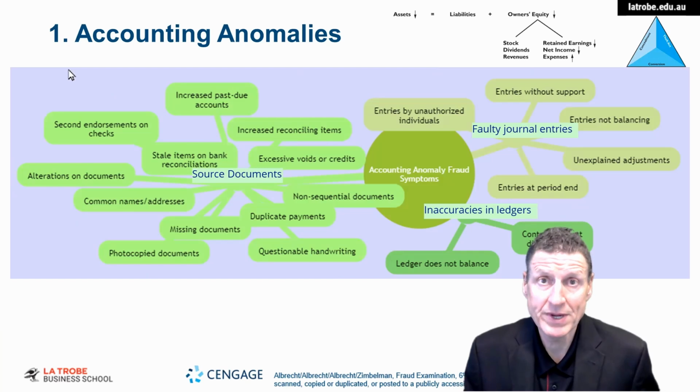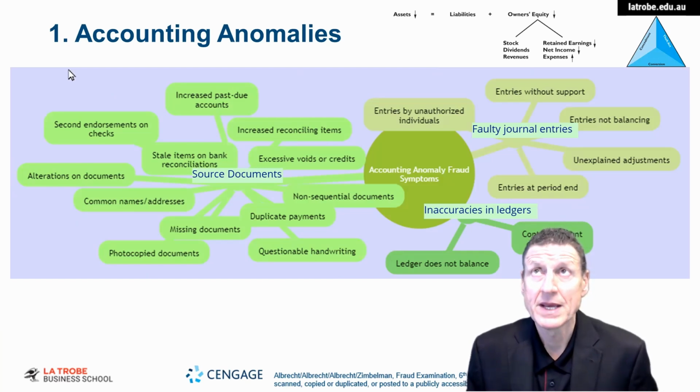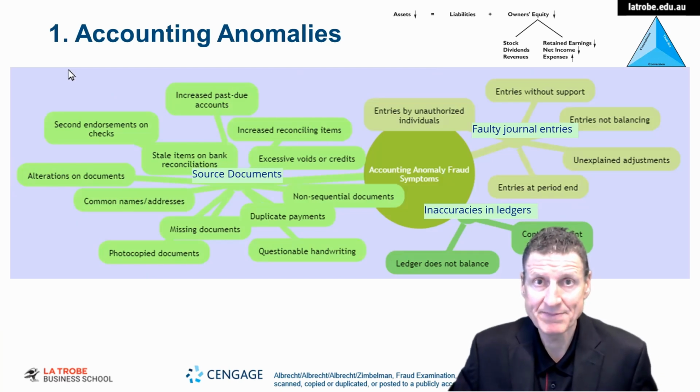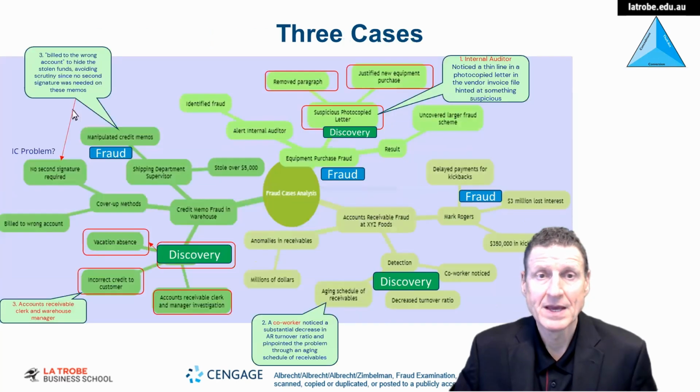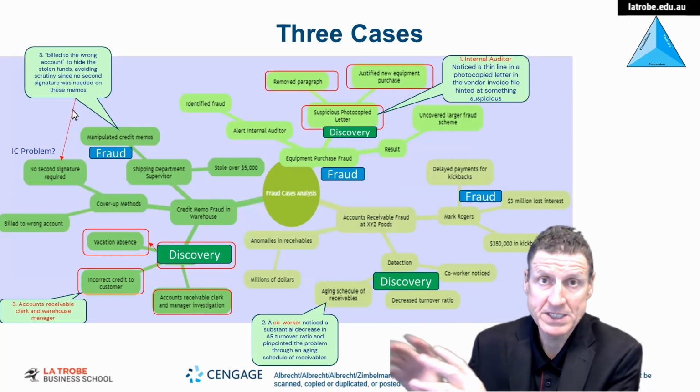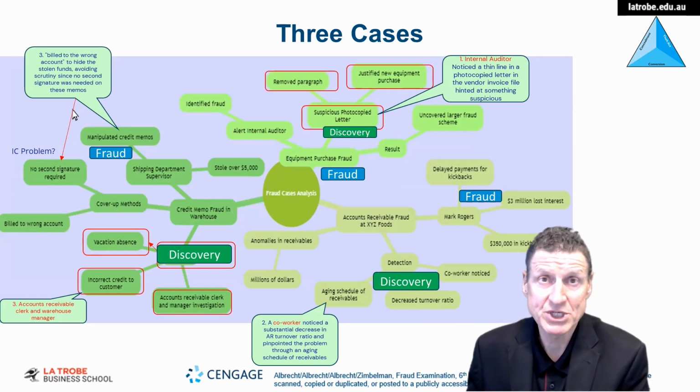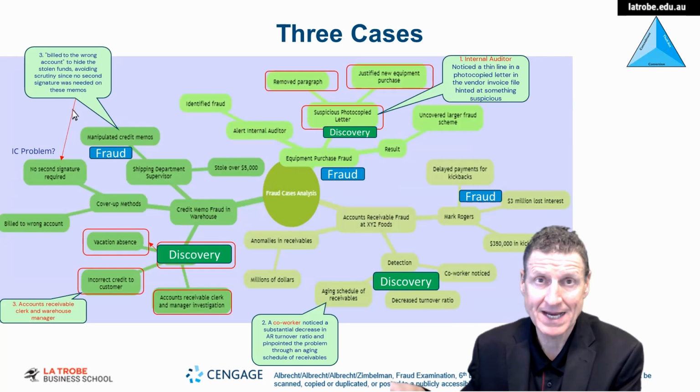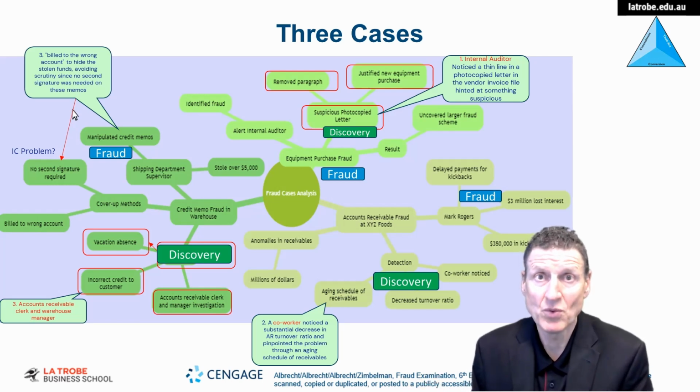So now let's have a look at 3 cases in the textbook that give you some hint as to where and how accounting anomalies arose and that they became symptoms of fraud. There are 3 cases. The first case is where an internal auditor noticed a thin line in the photocopied letter in the vendor invoice because the actual fraudster had a letter that said the machine needs to be replaced. And in another paragraph, it said it'll be much cheaper for the machine to be repaired. And the fraudster went and Xeroxed a copy of that letter and whited out the second paragraph.